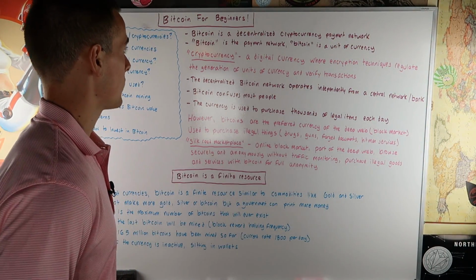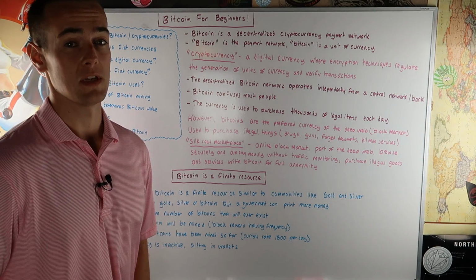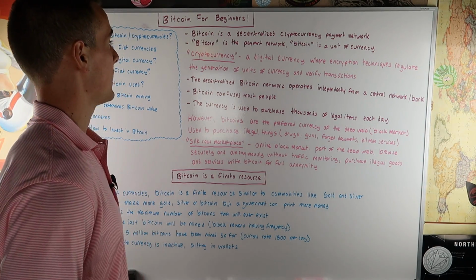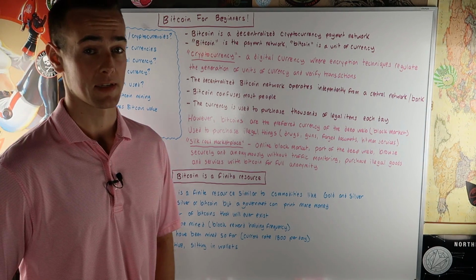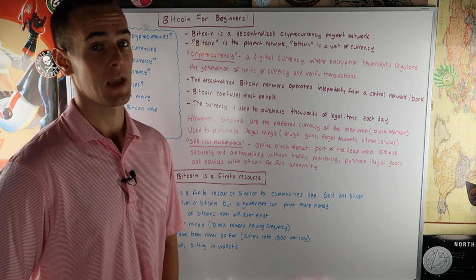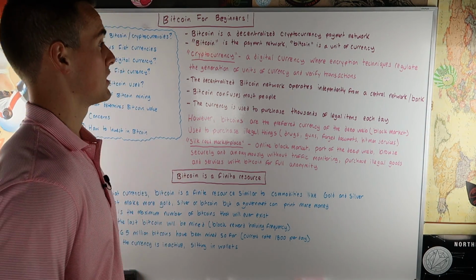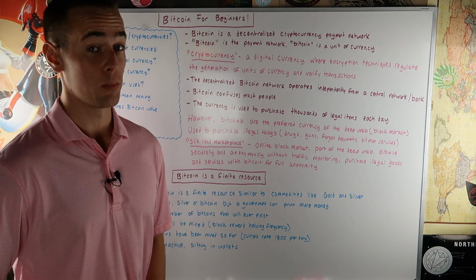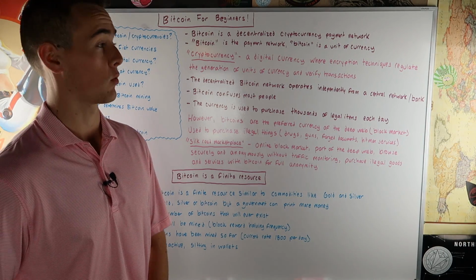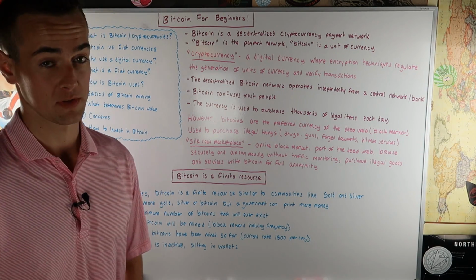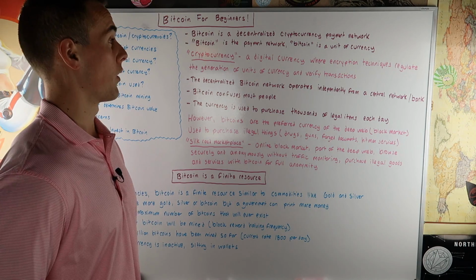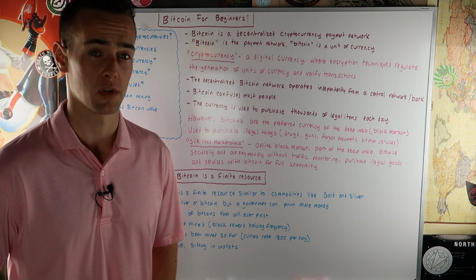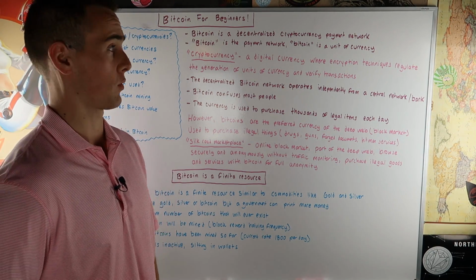So basically, Bitcoin is a decentralized cryptocurrency payment network. Bitcoin is the payment network, so when it has a capital B in front, it's referring to the actual network itself. And when you see bitcoin with a lowercase b, this is the actual unit of currency. So Bitcoin with the capital letter is the overall decentralized cryptocurrency payment network itself, while the lowercase version is just one unit of this payment network, or one unit of that currency.